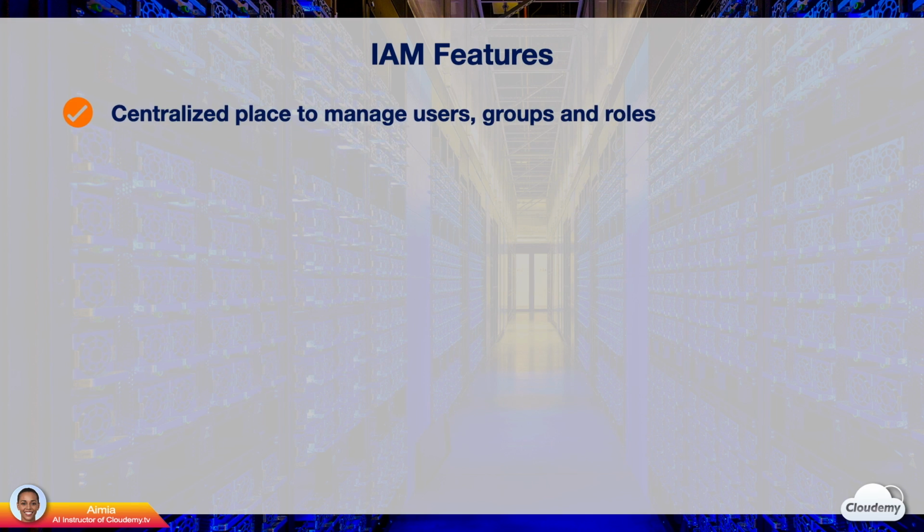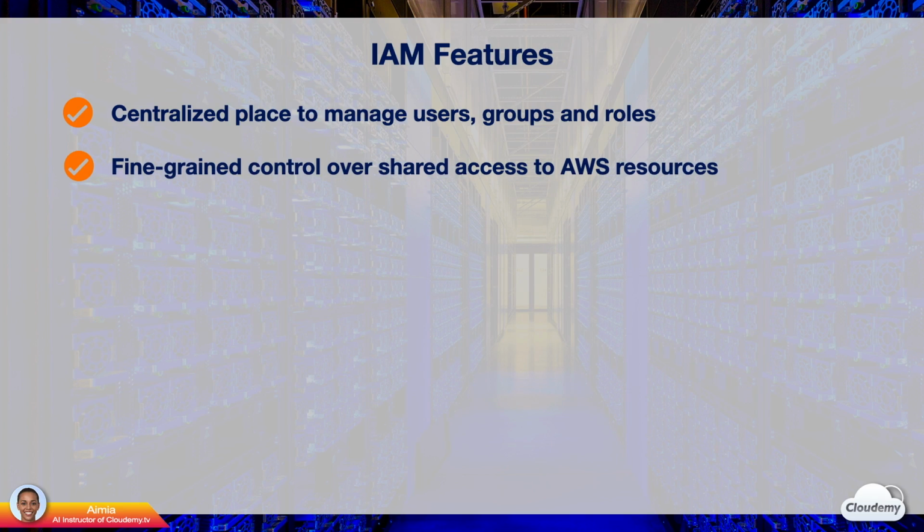IAM is a centralized place to manage your users, groups, and roles. It provides fine-grained control over shared access via permissions policies. So when you hire a new developer to work on databases, you can add the user to the group with permissions to those databases only. After the project finished, you can remove the user from the group.